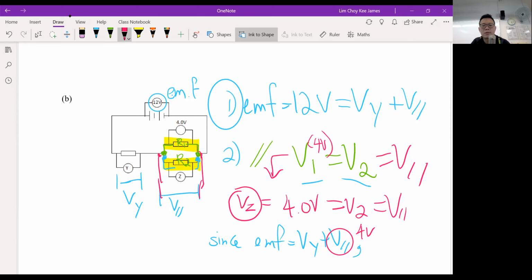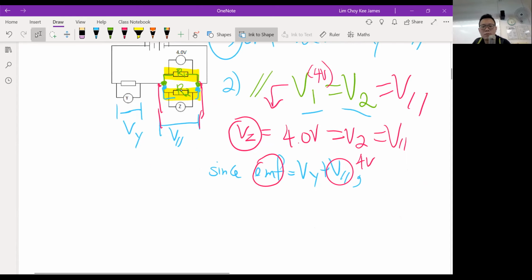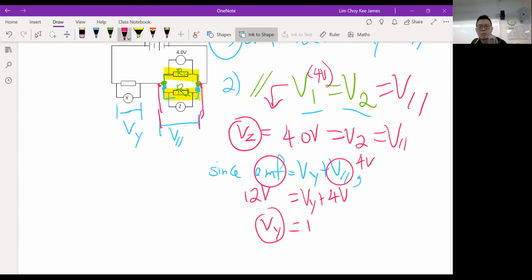Since your EMF is 12 volts, you will be able to find the potential difference, or the reading, of voltmeter Y. Voltmeter Y will be 12 minus 4, which is 8.0 volts. Same thing, 2 significant figures. You can leave it to 3 significant figures also.